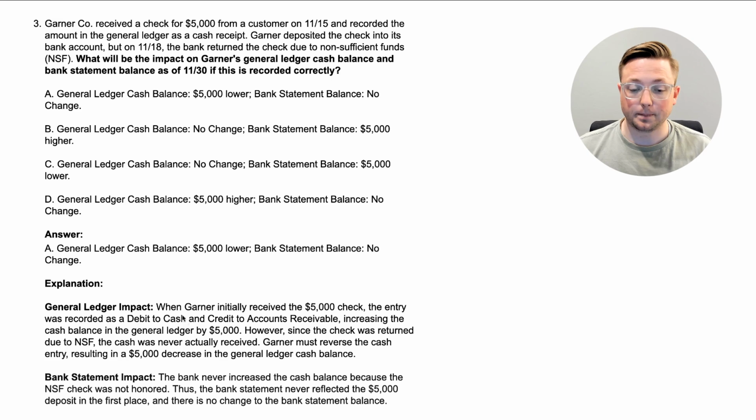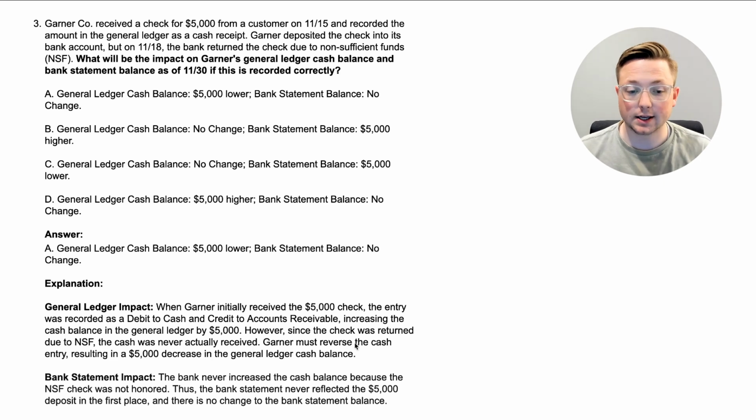For the general ledger, when Garner initially received the $5,000 check, the entry was recorded as a debit to cash and a credit to accounts receivable, most likely because they were waiting for that cash to be received, increasing the cash balance in the general ledger by $5,000. However, since the check was returned due to non-sufficient funds, or NSF, the cash was never actually received. So they didn't actually ever get that money, they just thought they did because of the check.